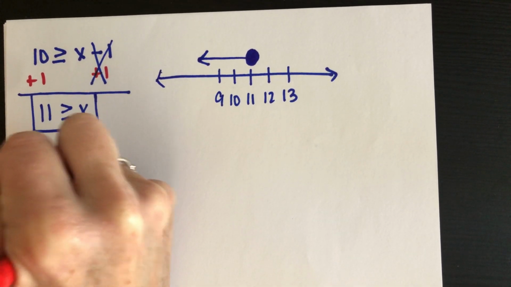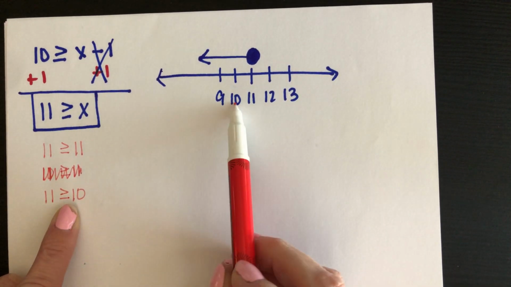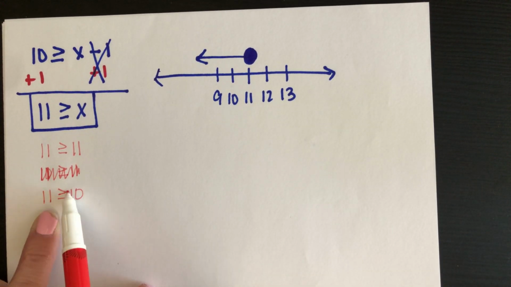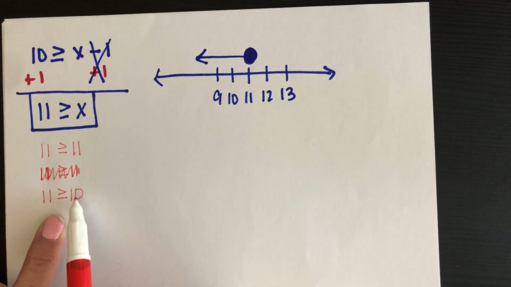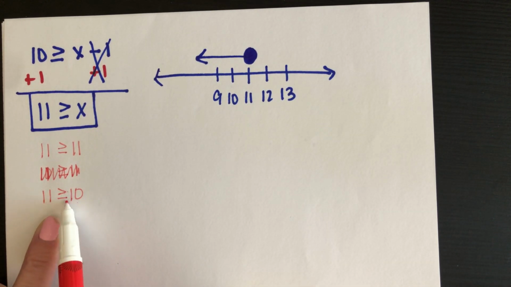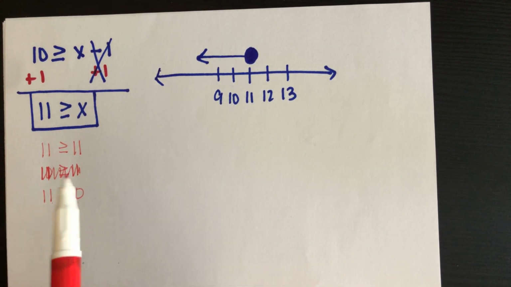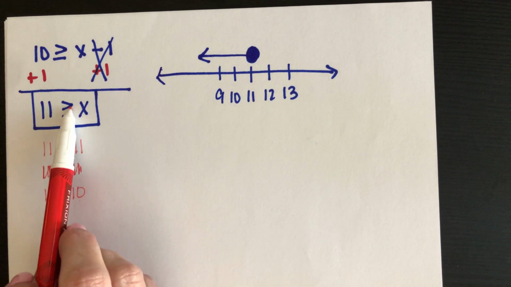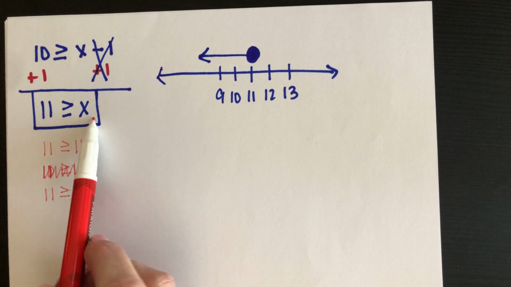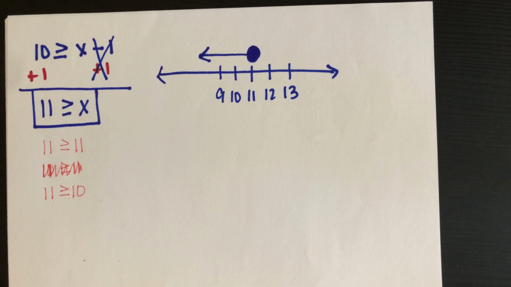11 greater than or equal to 10. There we go. I'm plugging in the value 10 for my variable. Is 11 greater than or equal to 10? Yes, it is. Or I read this as 10 is less than or equal to 11. Okay, so you're just reading it backwards. So as you're reading this way, 11 is greater than or equal to x, then you're reading it backwards. X is less than or equal to 11.